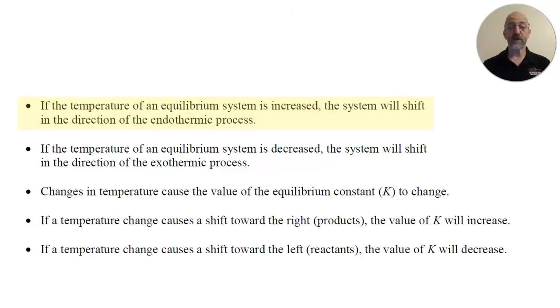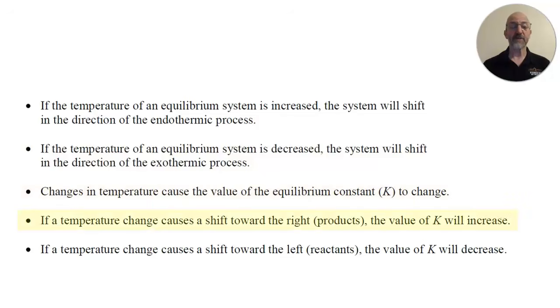Now, that could be from left to right or from right to left, depending on whether the reaction is classified as endothermic or exothermic. Now, on the other hand, if the temperature of an equilibrium system is decreased, then the system will shift in the direction of the exothermic process. Again, that could be either from left to right or right to left, depending on if the reaction is classified as endothermic or exothermic. And as I had mentioned a few moments ago, changes in temperature cause the value of the equilibrium constant to change.